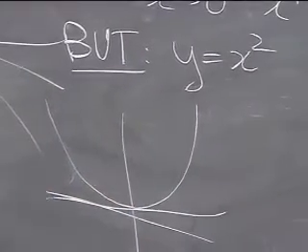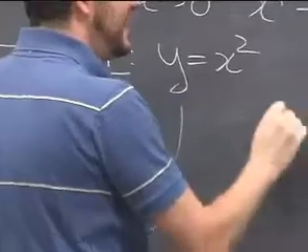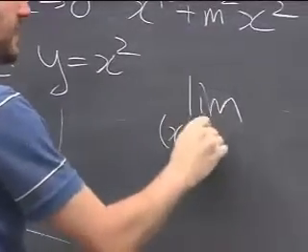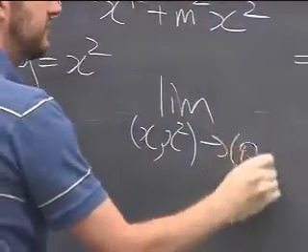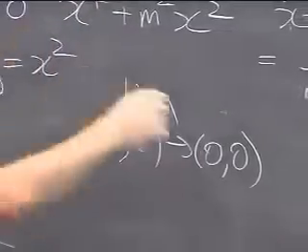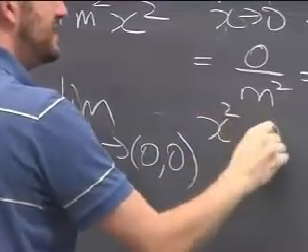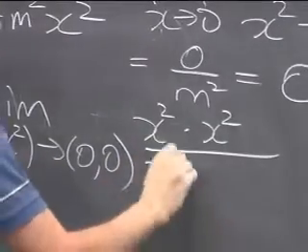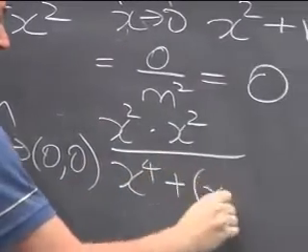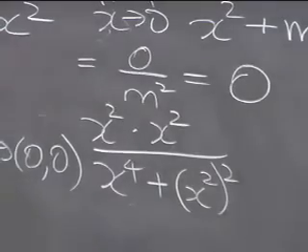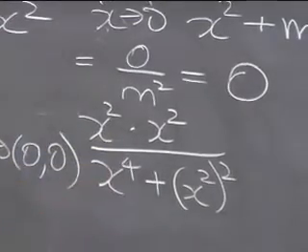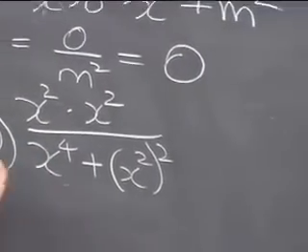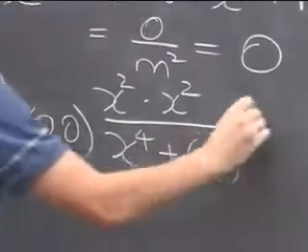If you do this, you have the limit as x, x squared goes to 0, 0 of x squared times y, which is x squared over x to the 4th plus x squared all squared. And if you work this out, this is x to the 4th over x to the 4th, which is a half. So no matter what, this is 1/2.